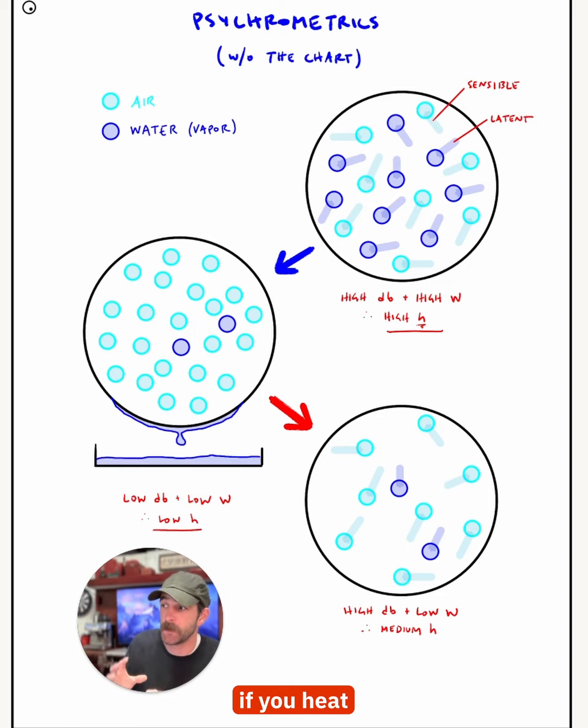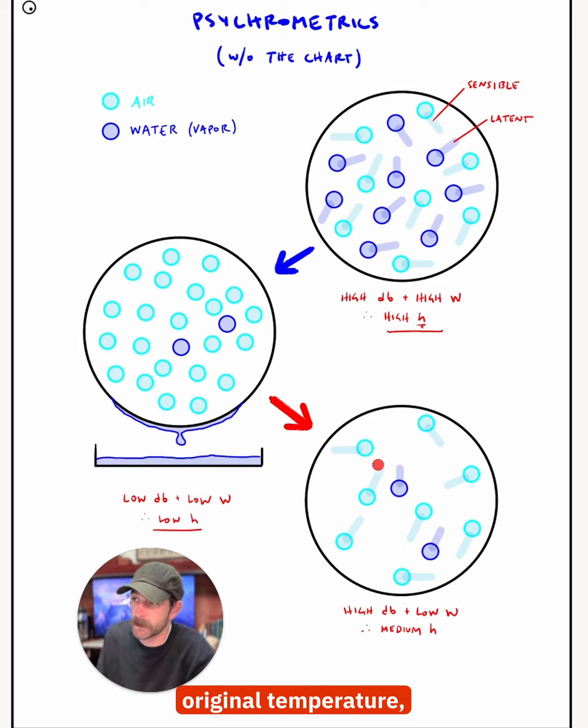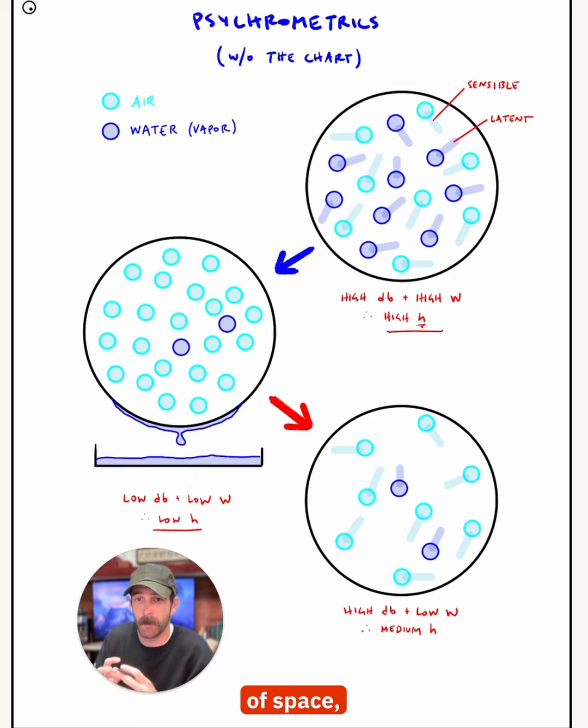Now what happens if you heat the same air back up to the original temperature? That's what we're doing here. Now if you were to heat this same air back up to the original temperature, the air particles are going to return to the same state they were in before, the same amount of energy, the same amount of space, but you've condensed water vapor out of the air.